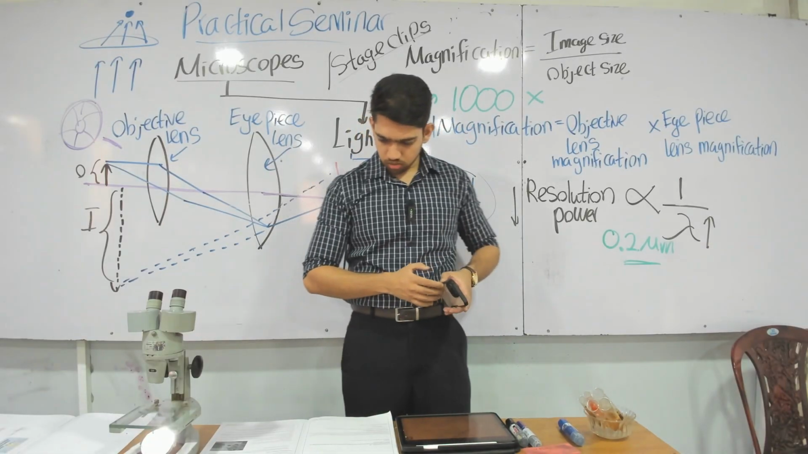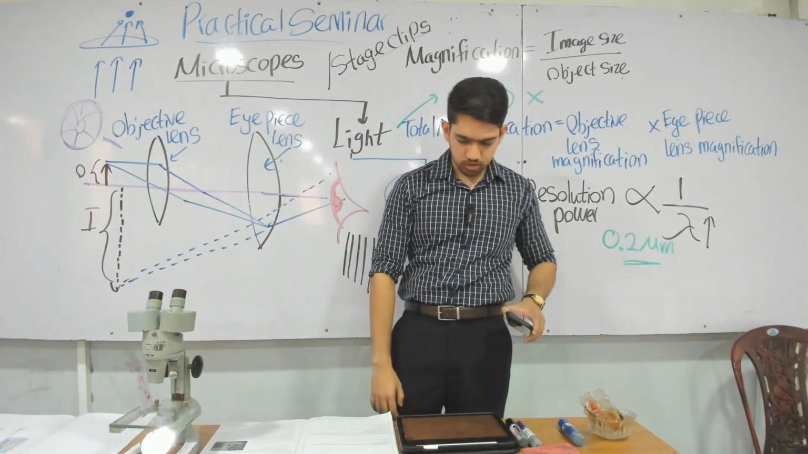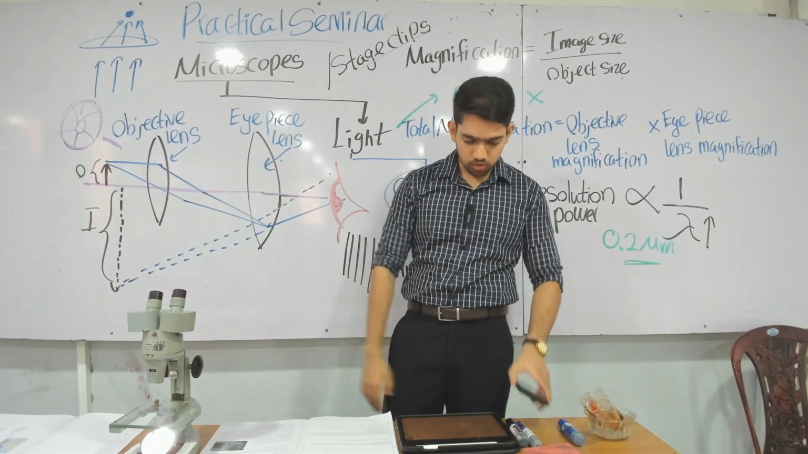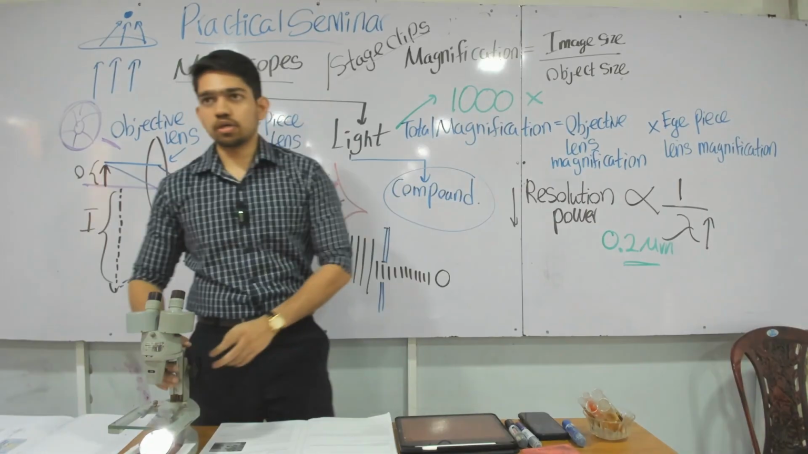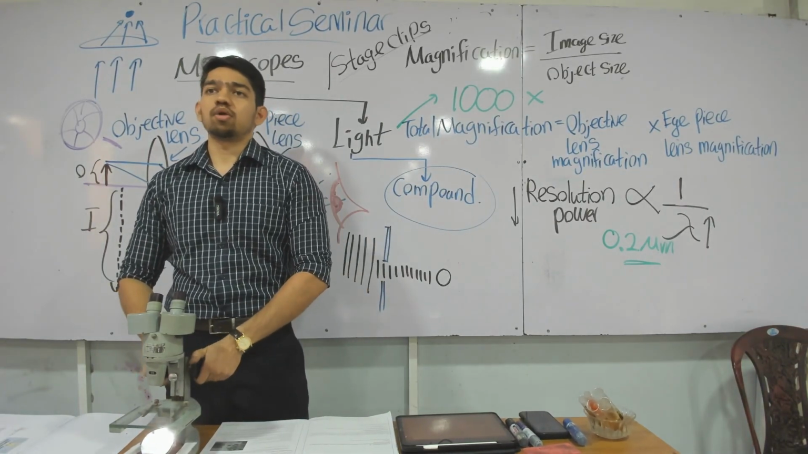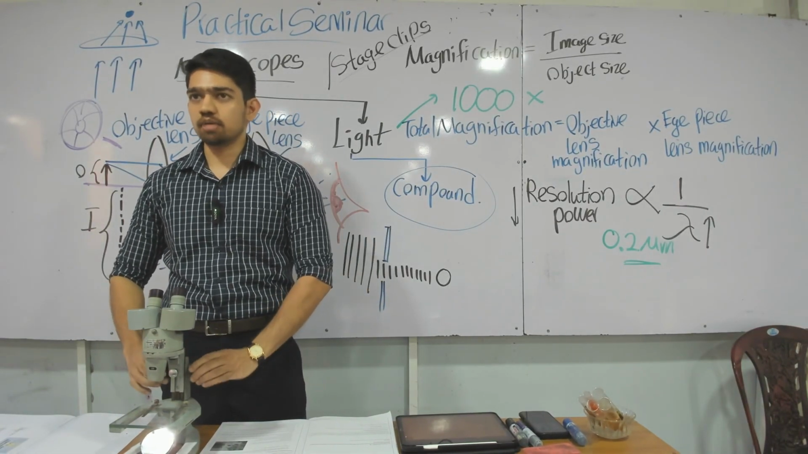Next, then we have focus adjustment knobs. Focus adjustment knobs, those are important. If you take this microscope, there's only one knob. There is only one knob; even though it's on both sides, that is the same knob.